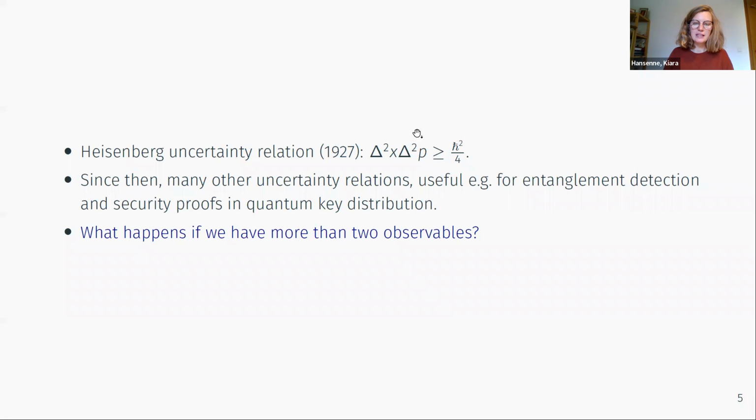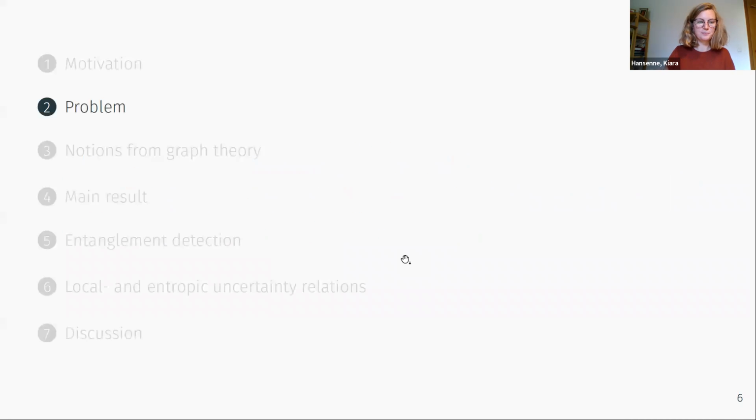But this one that I just presented is for two observables, position and momentum. And we ask the question, well, what happens if we have more than two? Actually, there are not so many results about uncertainty relations for more than two observables, or when there are, it's only for qubits and so on. So it's a valid question. What happens if we have more than two observables? Now I'm going to present the problem in more detail.